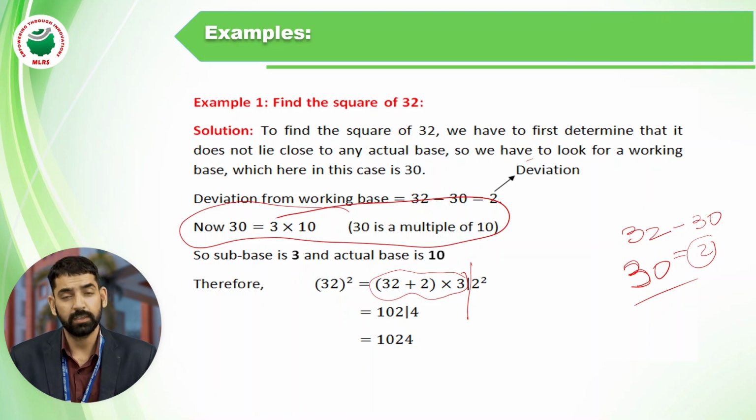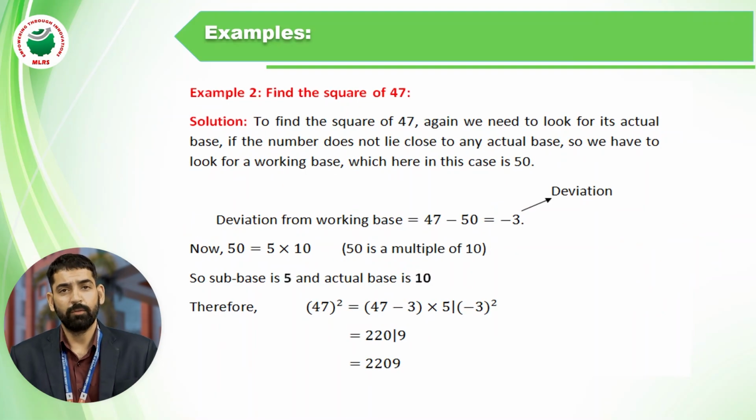So when we come to find the square of 32, that is 32 square equals the given number plus deviation into sub base, slash deviation square. In this way, you can find the square of any number which is a multiple of 10. Let's move to the second example.